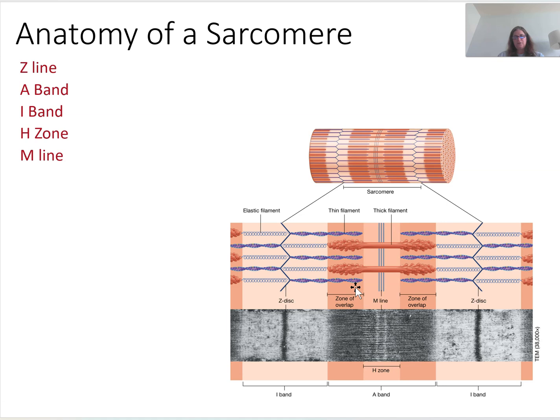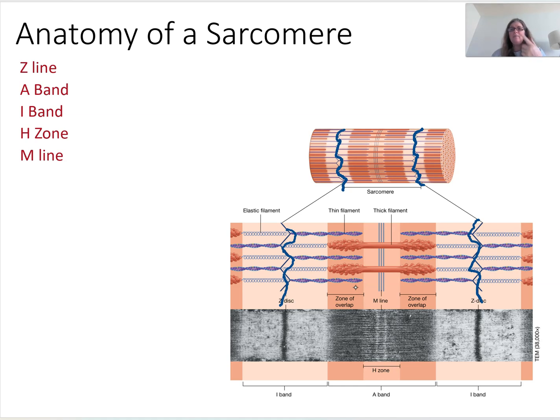So the anatomy of a sarcomere, what do we have going on if we're doing one sarcomere? Well, the boundaries of the sarcomere are made up of this zigzag line. You can see here and you can see here. I don't care if you call it the Z line or the Z disc. Doesn't matter to me. So that's the ends. That's the boundary of each sarcomere. So the sarcomeres repeat. They run from Z line to Z line.